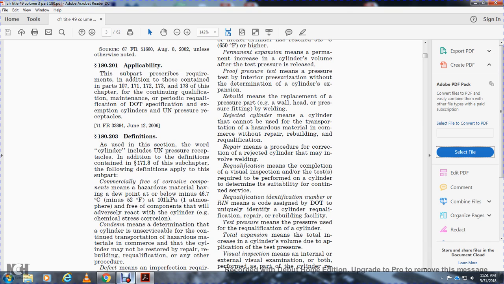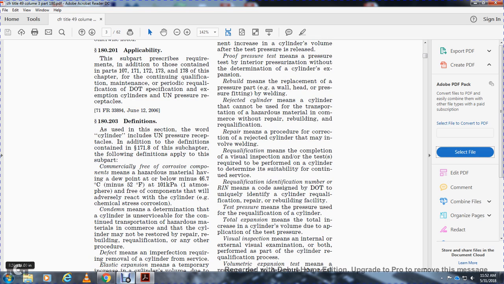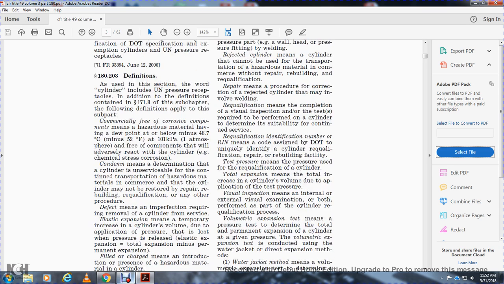The following definitions apply to this subpart. Commercially free of corrosive components means an adhesive material having a dew point at or below minus 46.7, minus 52 degrees Fahrenheit at 101 kPa at 1 atmosphere for components that are adversely reactive with the cylinder, e.g., chemical stress corrosion. Condemn means the deterioration of the cylinder makes it unserviceable for continued transportation of hazardous material in commerce. Cylinders may not be restored, repaired, rebuilt, requalified, or by any other procedure. Defect means an imperfection requiring removal of the cylinder from service. Elastic expansion means the temporary increase of the cylinder volume due to the application of pressure, with the loss of the pressure release.